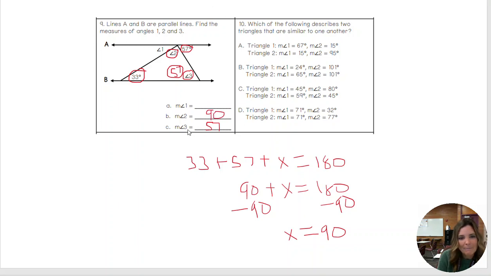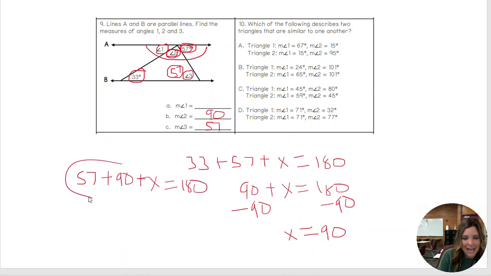So now we can find angle 1 because this one's 57. We now know this one's 90, and we know that these three, angle 1, angle 2, and the 57, need to add together to make 180. So 57 added to 90 added to the one we don't know needs to equal 180. So basically you need to add these two together and subtract from 180. That's going to give you 147.